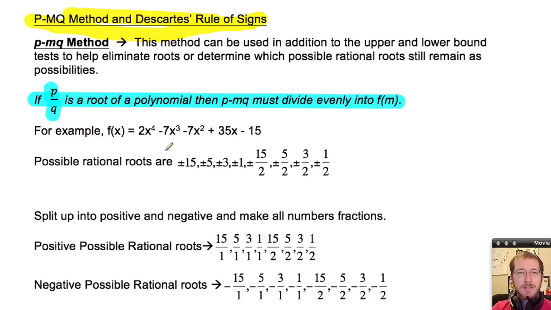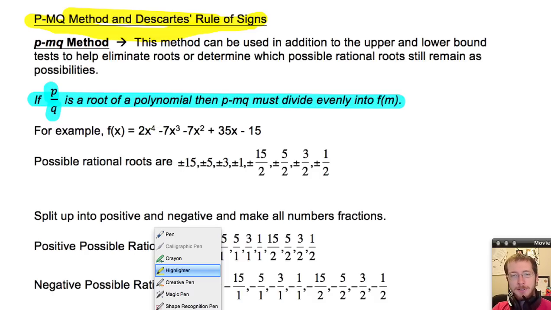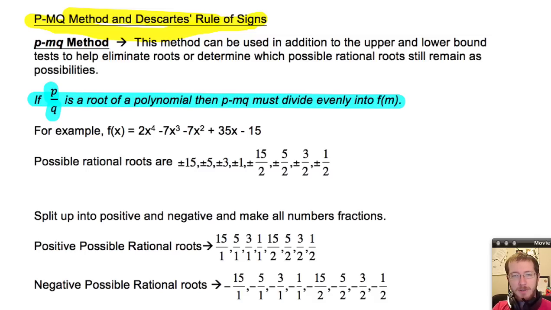So we've got F of X, this function. We've got a fourth power function, so we should expect 4 roots. They could be rational, they could be irrational, they could be imaginary, but it should have 4 roots. So if we do our P over Q method, the rational roots theorem, then here's our possible rational roots. So any combination of 15 over 2 and any of their factors. We got our plus and minuses here.